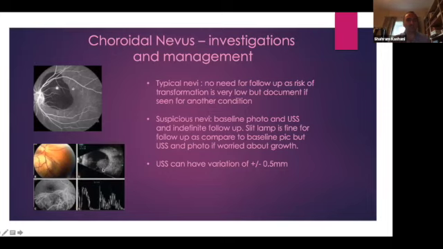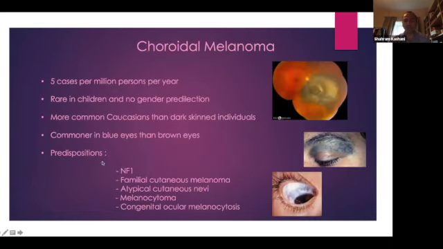So here you've got a picture of obviously a very mushroom-shaped mass within the eye, and that is clearly not a nevus, but more of a melanoma. So a choroidal melanoma is a tumor that can metastasize, and definitely something you would not want to miss.